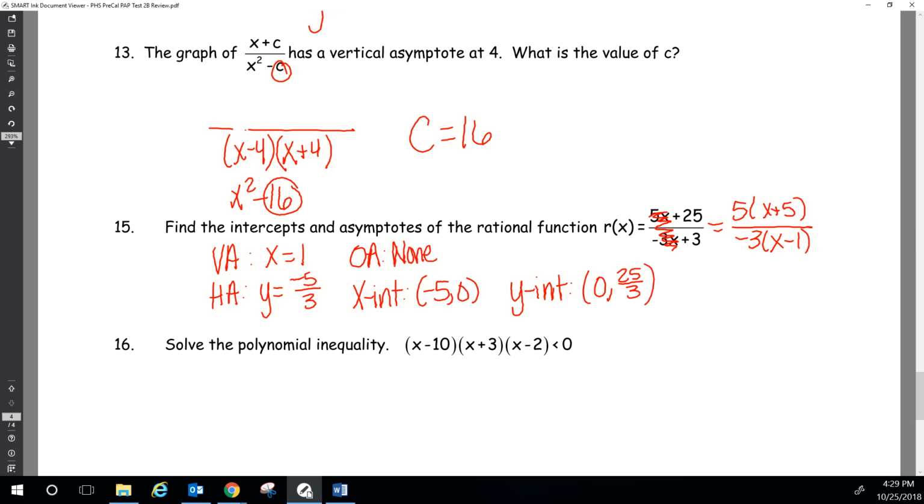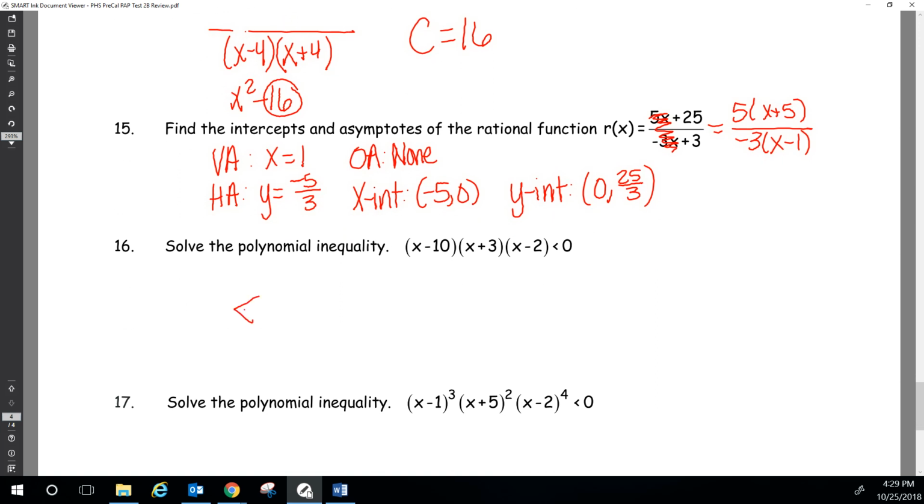And that's number 15. Number 16, we're solving a polynomial inequality. So if I put these guys on a number line, I've got an x at negative 3, at 2, and at 10. This is a cubic function because I've got 1, 2, 3 x's, so cubic. Positive leading coefficient, so it's going in this general direction. So I know my end behavior is negative down here, positive up here.